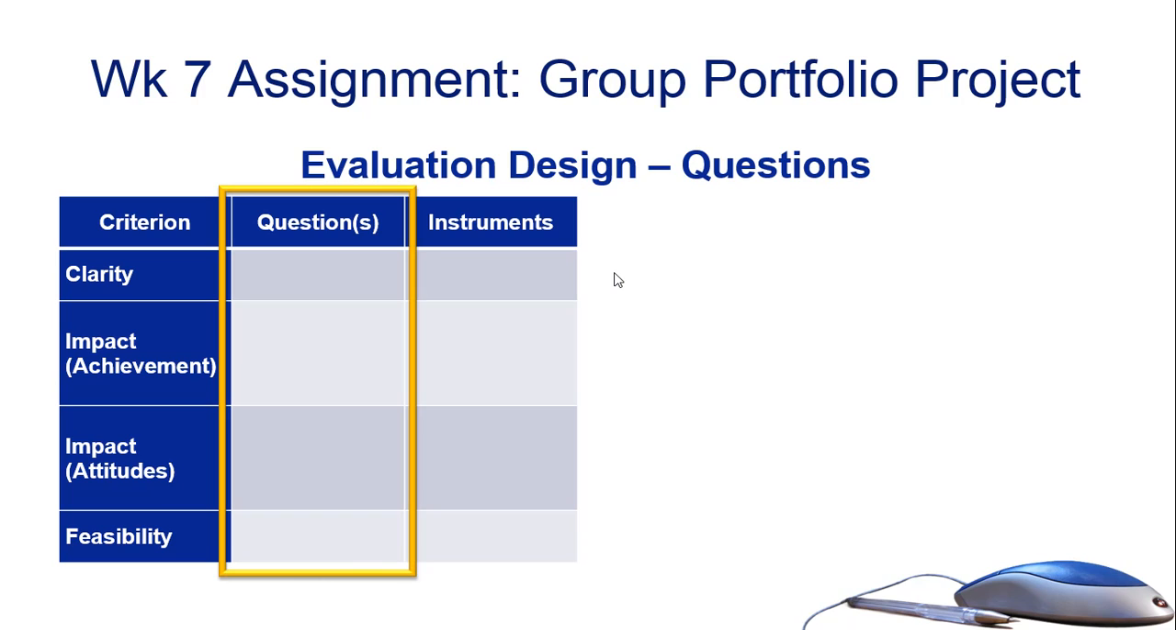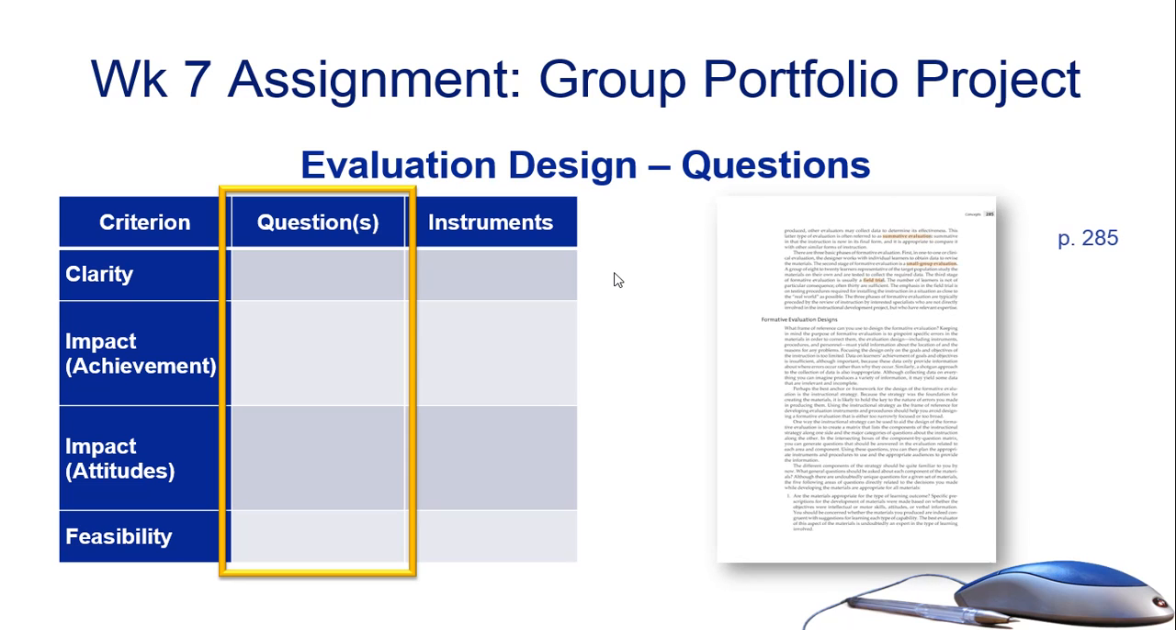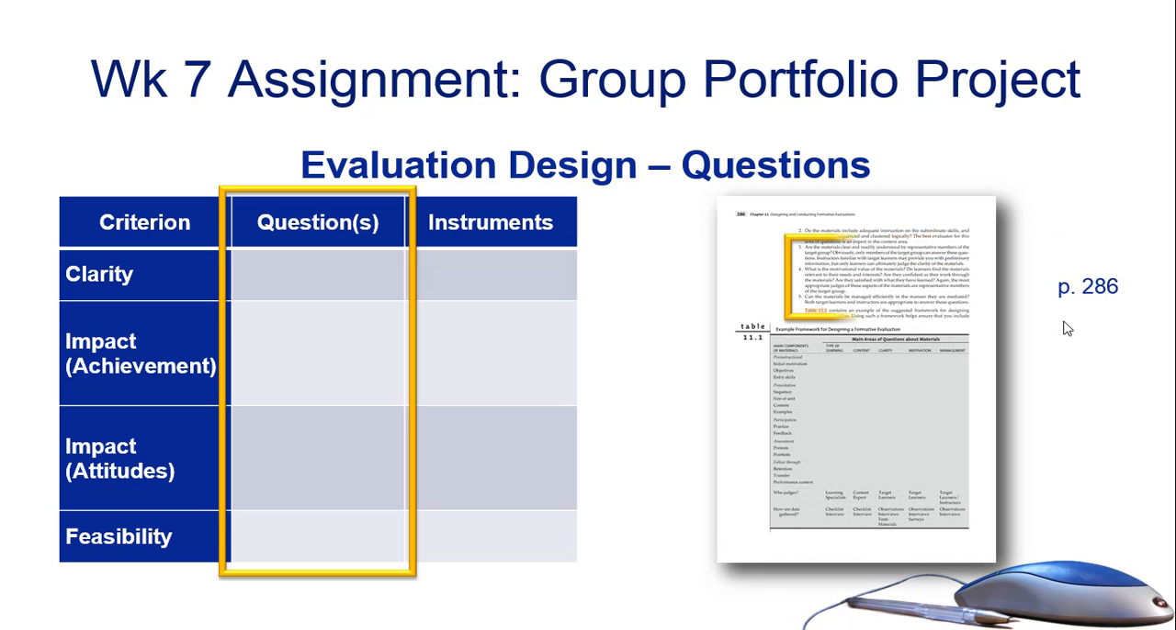In terms of questions, you're going to have plenty of ideas of what to focus on for each of these criterion. On page 285, the book starts discussing questions that you can focus on when you're designing your formative evaluation. But specifically on page 286 at the top, the last three items are particularly applicable to collecting data from learners when it comes to clarity, impact, and feasibility.